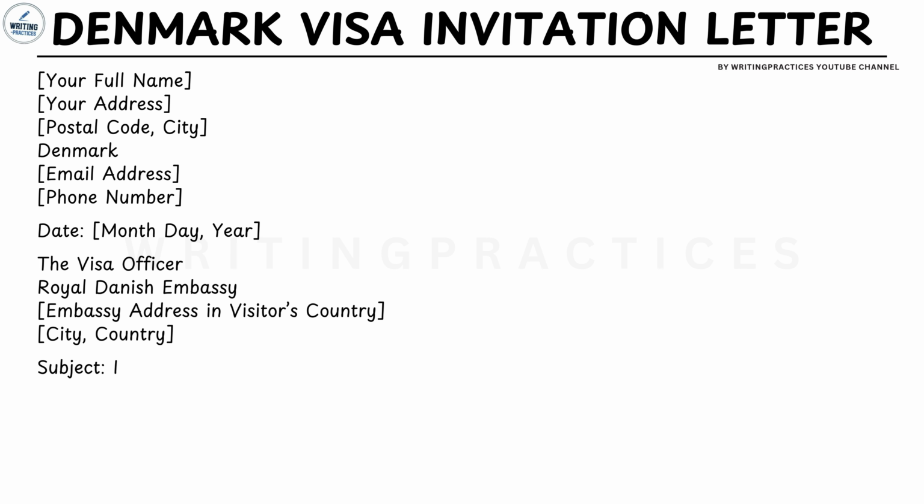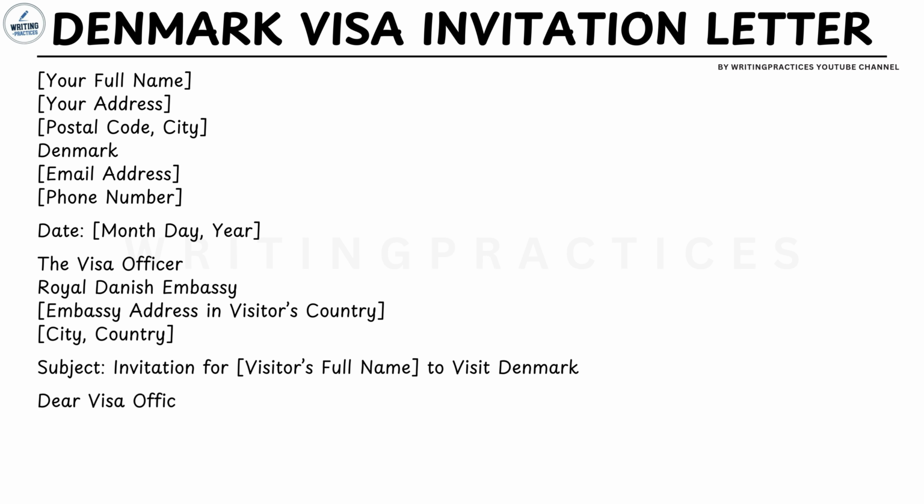Subject. The subject line should briefly and clearly state the purpose of the letter. For example, subject: invitation for visitor's full name to visit Denmark. This makes it immediately clear to the visa officer what the letter is about. Salutation. Begin the main body of the letter with a formal greeting, such as, "Dear Visa Officer." A professional tone is important throughout the letter, starting with the salutation.